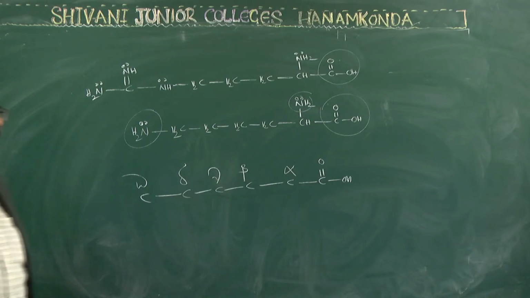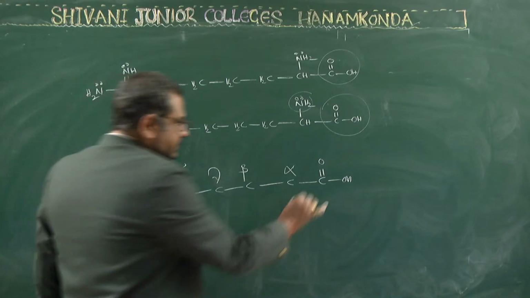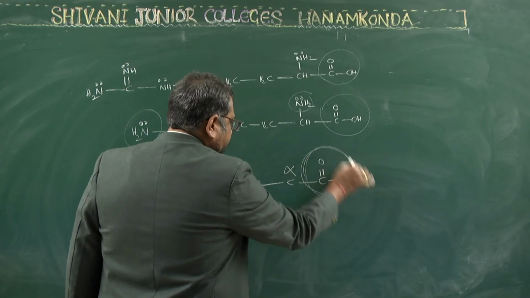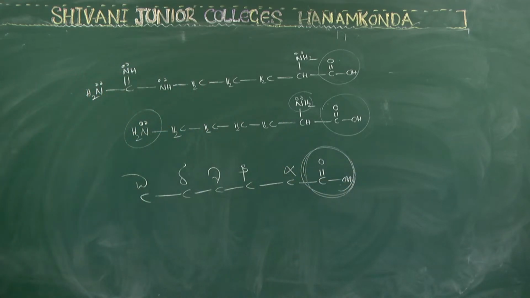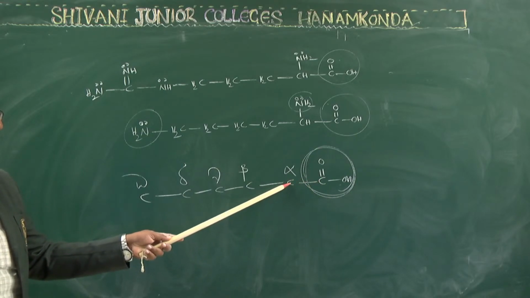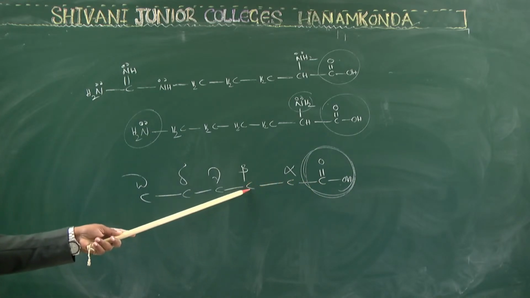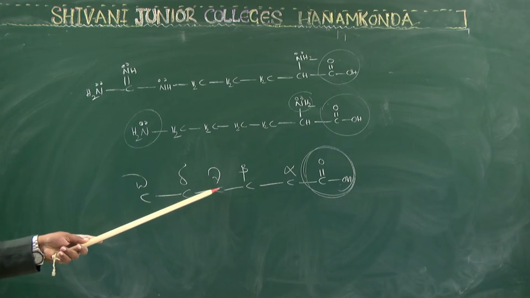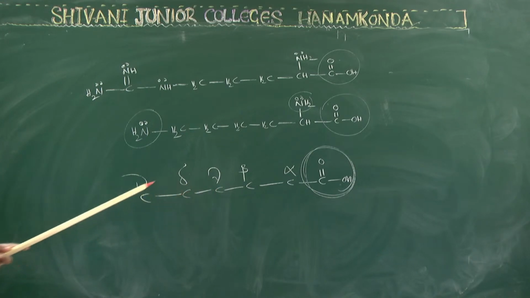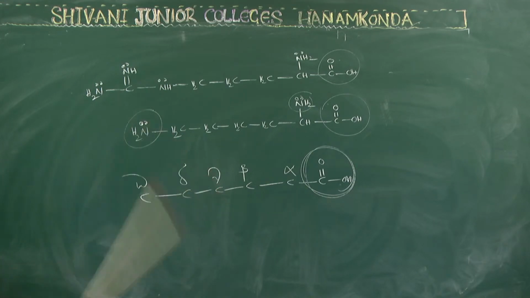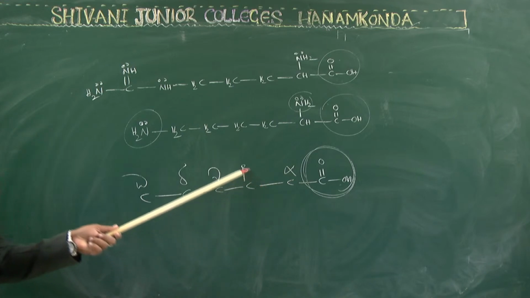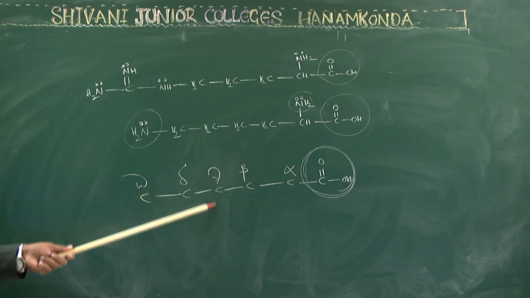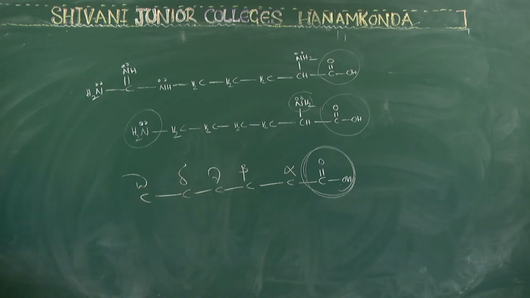See how we can represent alpha, beta, gamma. This one is the functional group. That functional group adjacent carbon is alpha. Alpha adjacent carbon is beta. Beta adjacent carbon is gamma. Gamma adjacent is delta. Delta adjacent is omega. Like this, alpha, beta, gamma. This is the first classification. Based on that, the position of amine group is alpha position, alpha amino acid, beta position, beta, gamma position, gamma, delta position, and omega position.